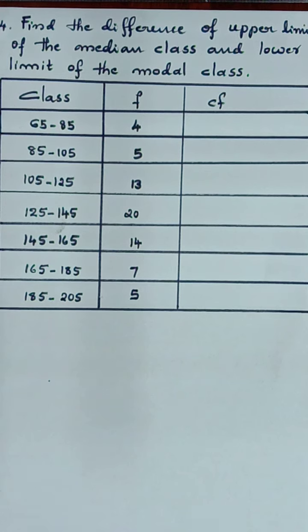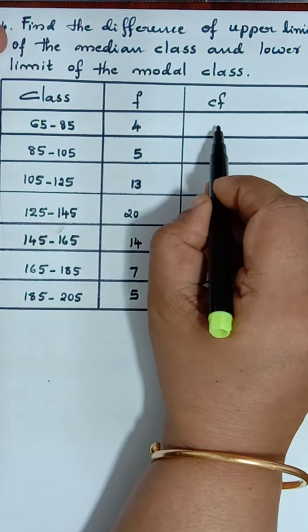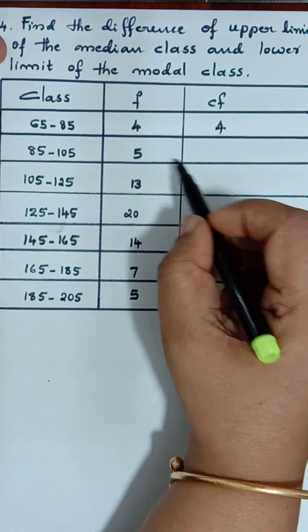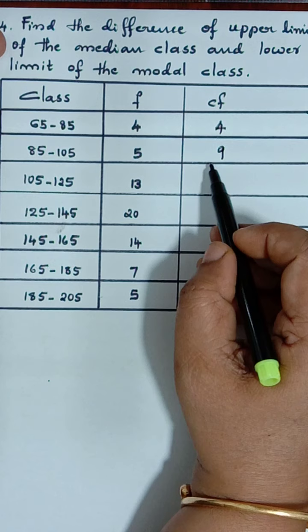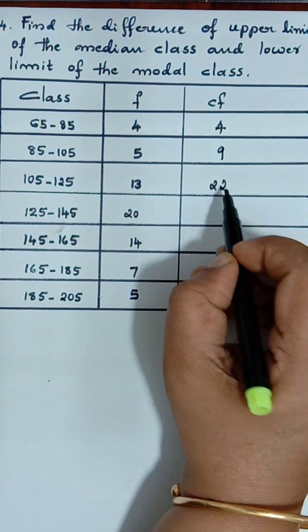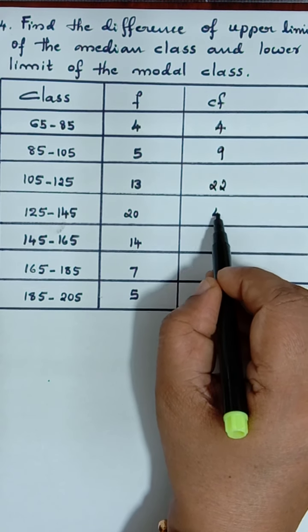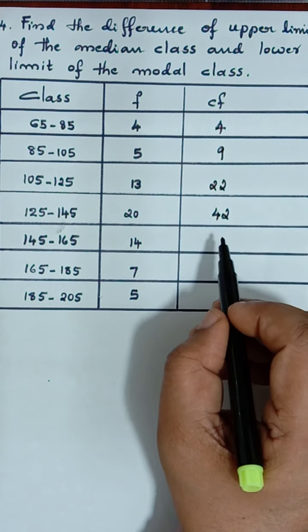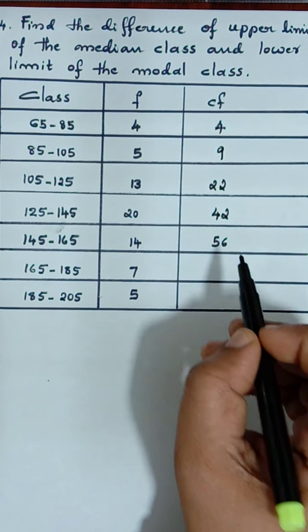Fourth question. Find the difference of the upper limit of the median class and the lower limit of the model class. So here we have to find out the median class and the model class. How do we find the median class? For median we know we have to make the CF column. That's why I made it. 4 plus 5 is 9. 9 plus 13 is 22. 22 plus 20 is 42. 42 plus 14 is 56. 56 plus 7 is 63.